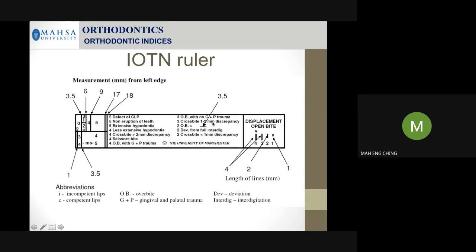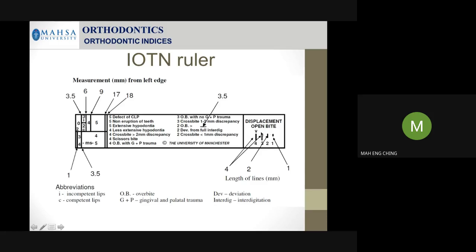Then on the right side, we have something less severe. So we just summarize everything to make your job easier. And this ruler was developed by Manchester University. But like I said before, instead of using this ruler, you can go back to basics and use a normal ruler. A normal ruler still can do IOTN grading, no problem. We'll come to that.